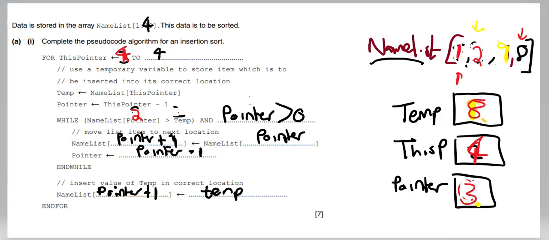While nameless pointer, which is the number 9, is greater than temp. Yes, it is greater than temp. 9 is bigger than 8. So what we're going to do, we're going to do pointer, nameless, we're going to pointer plus 1. So we're going to put this number 9 into our list here. Nice and easy. We're then going to reduce 1 from a pointer. So pointer is going to be pointing to number 2.